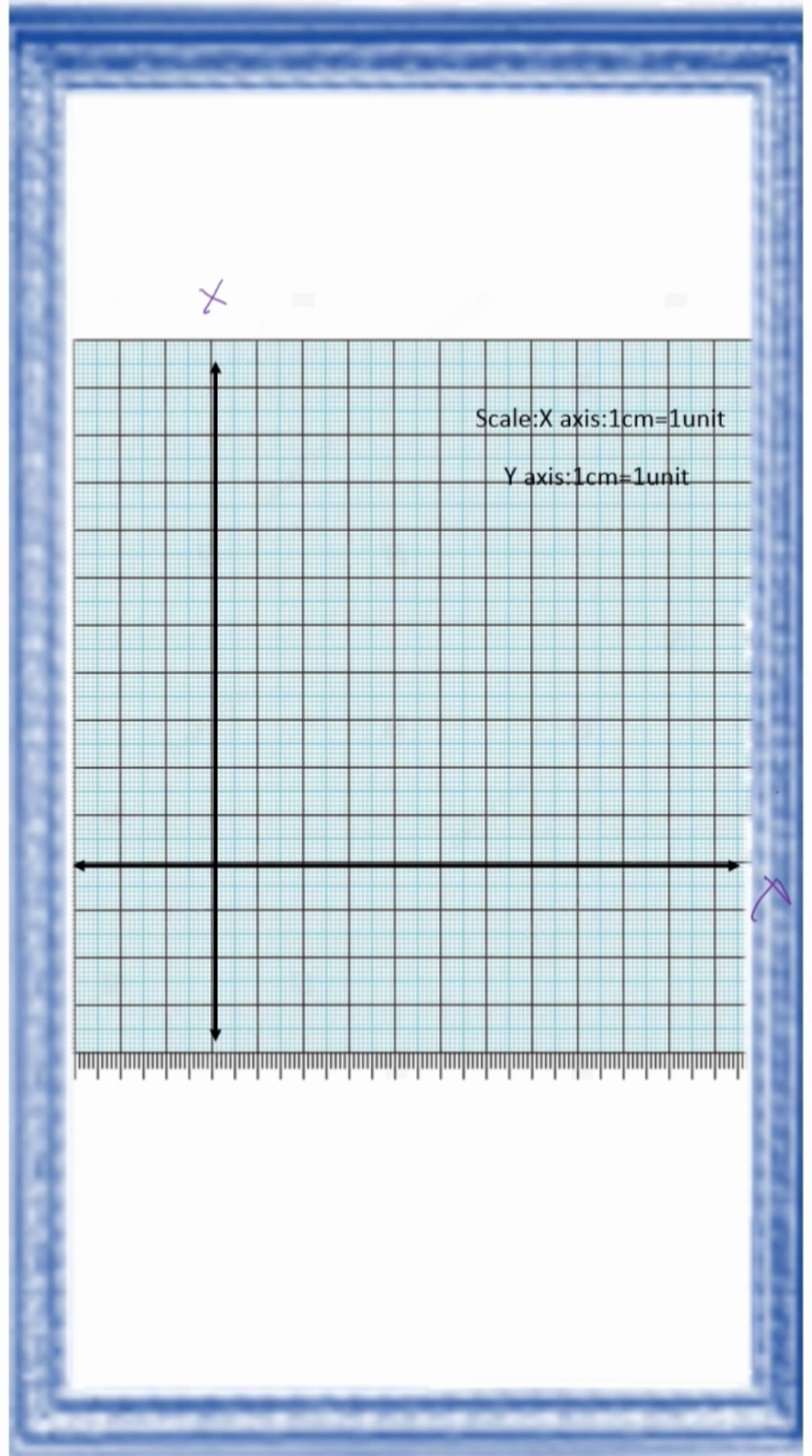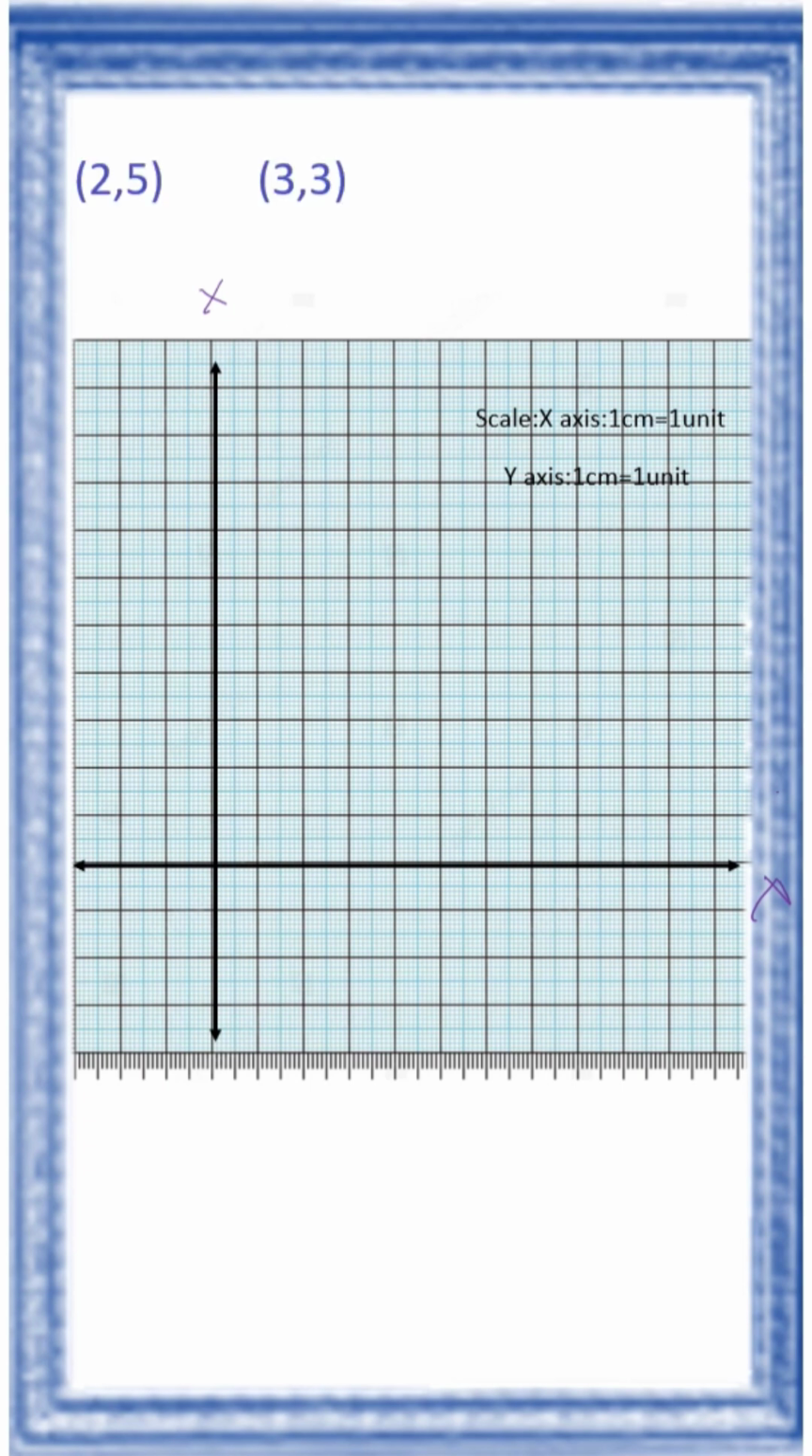Now let us take a graph sheet and put x and y axes like this, because we have also negative values. Keep space for negative values. The scale is, x-axis 1 centimeter means 1 unit. y-axis also 1 centimeter is equal to 1 unit.